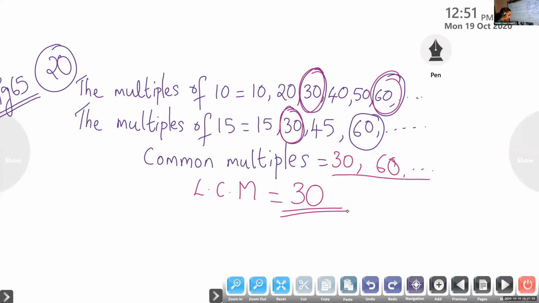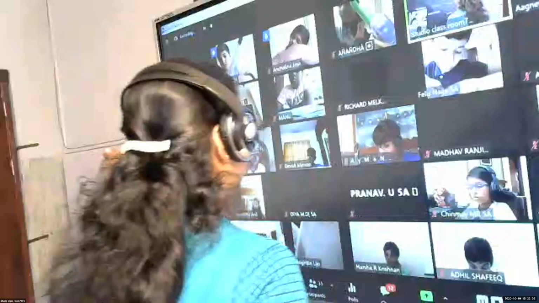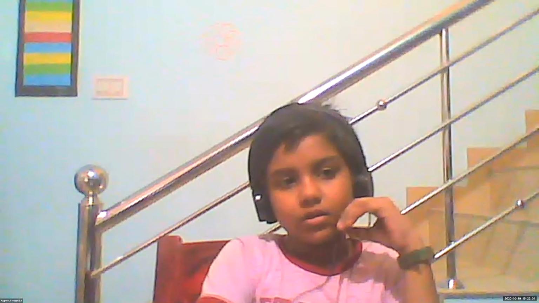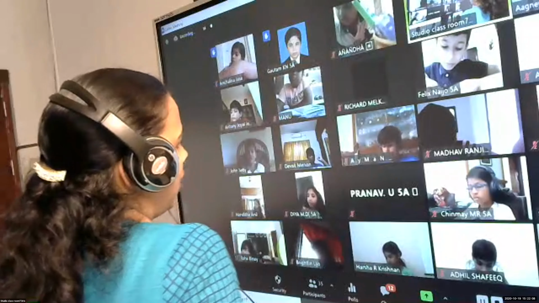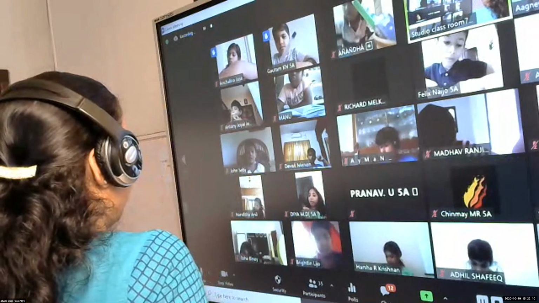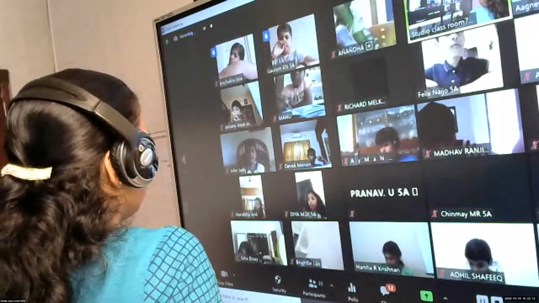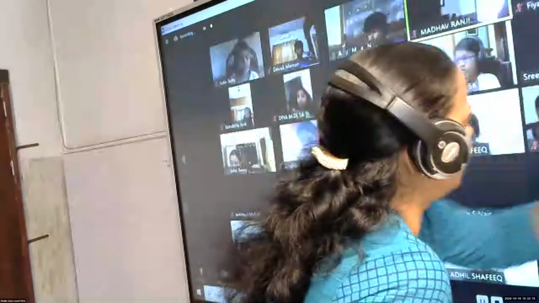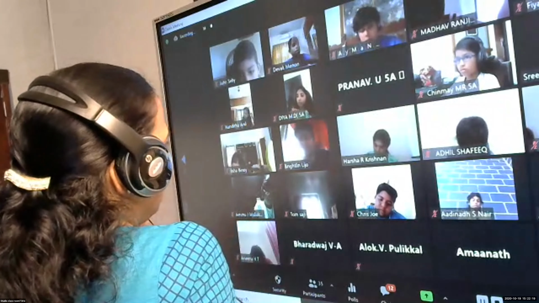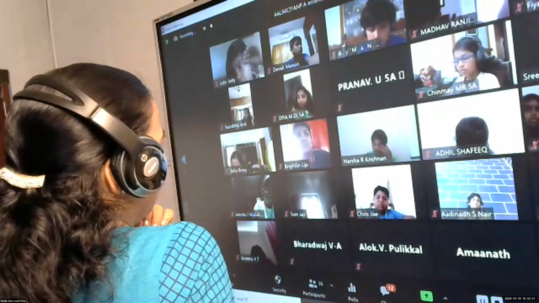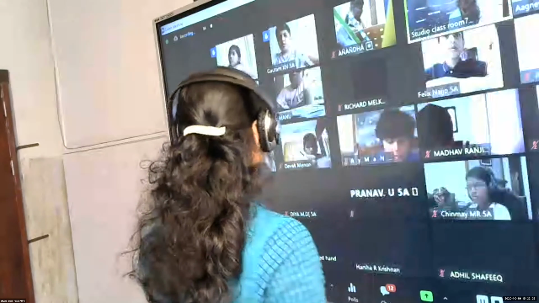Okay, children, one more question is there. Question number B that you have to do alone. 12 and 20. Write this method. Write the common multiples. Find out the common multiples, and from the common multiples, find out the least common multiple. Let me check whether all are writing.